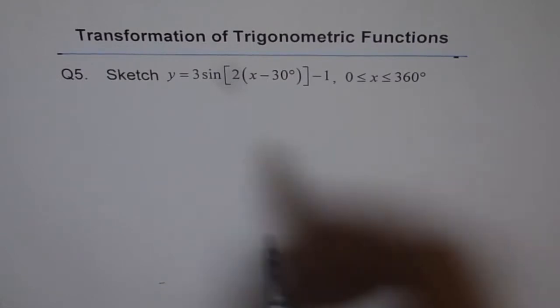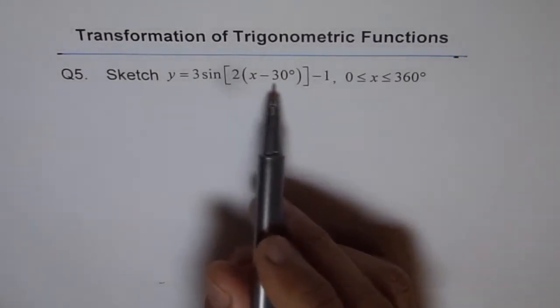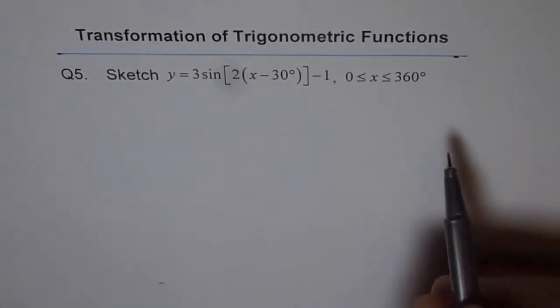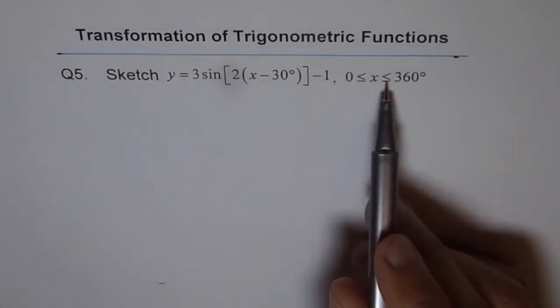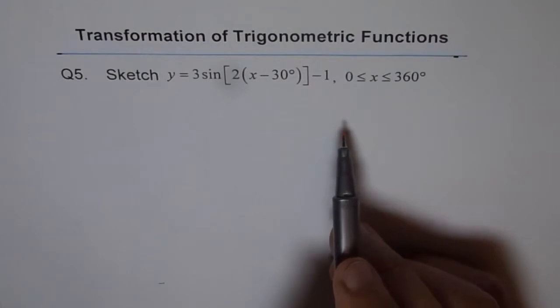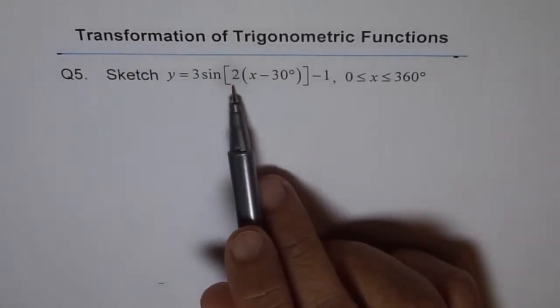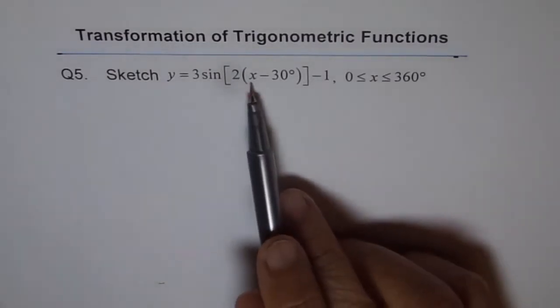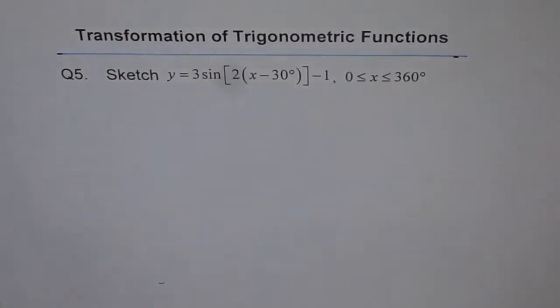Now, sketch 3 sine of this within that period. That means we're sketching one wave. When we say x is between 0 and 360 degrees, we are actually sketching one wave. That is important to understand. The function may have two waves in 360, that's a different story altogether, but as far as the x value is concerned, it is between 0 and 360. So sine x, which is our parent function, will be one wave.